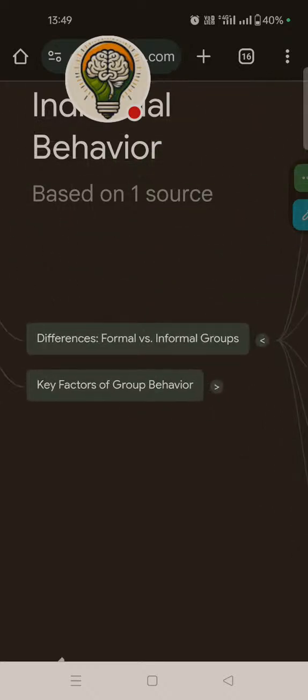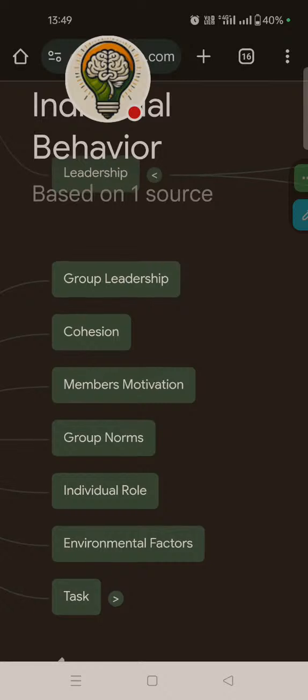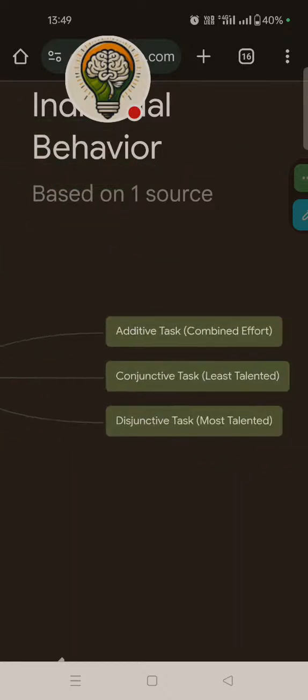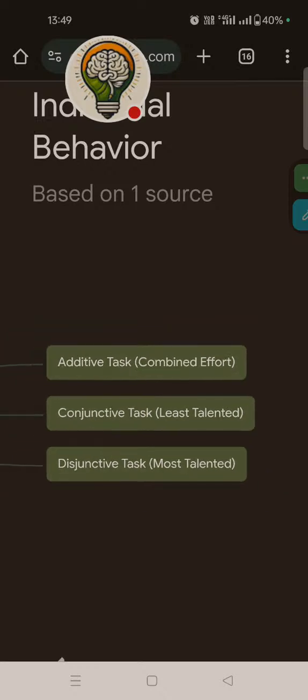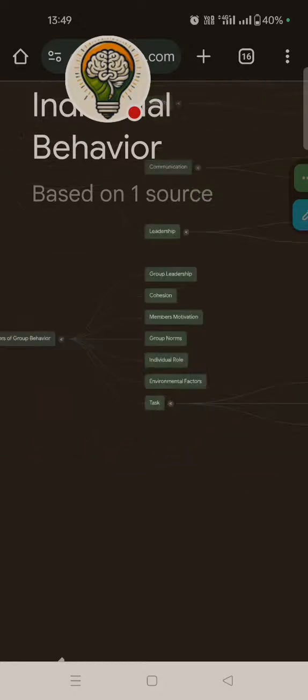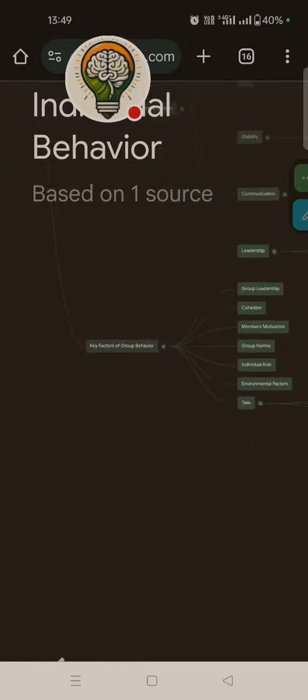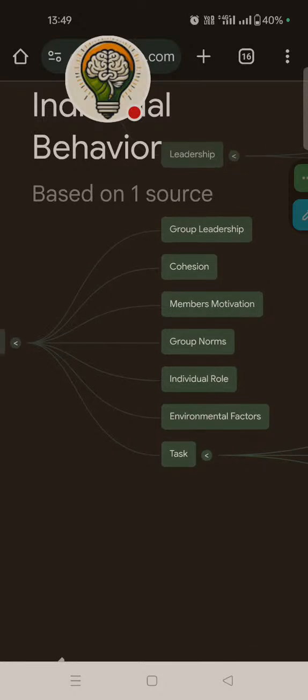Then comes the key factors of group behavior: group leadership and cohesion, member motivation, group norms, individual role, environmental factor, and task. The task can be an additive task like combined effort, a conjunctive task like least talented, and a disjunctive task like most talented. So this is group behavior.